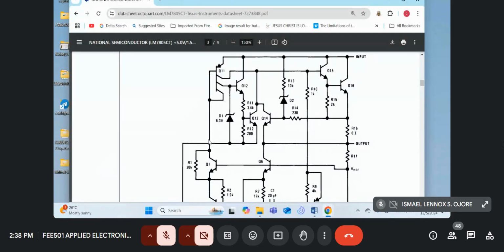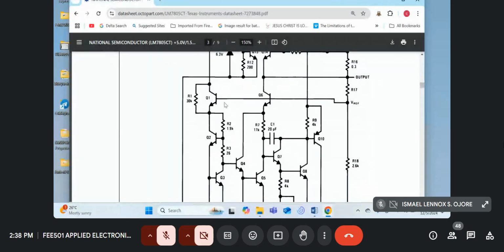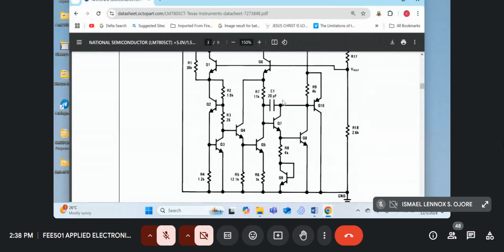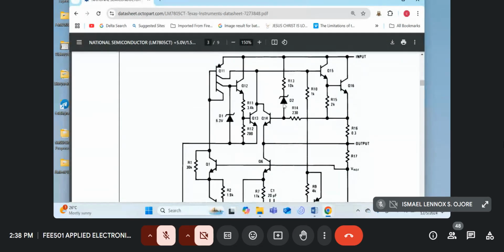This Q11 is driven by a differential amplifier here made of Q1 and Q16. So there's not a lot of time to go through everything. But just remember, what is happening here is that we got an error amplifier, we got a reference. So you can see the reference is this diode D1, 6.3 volts.